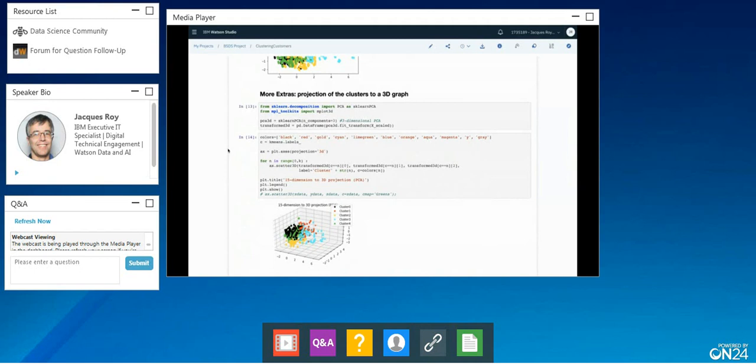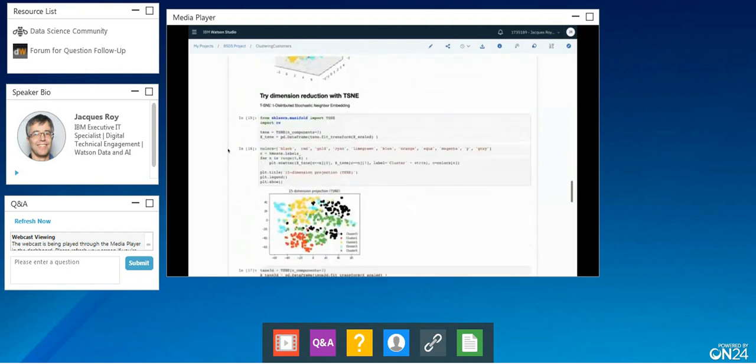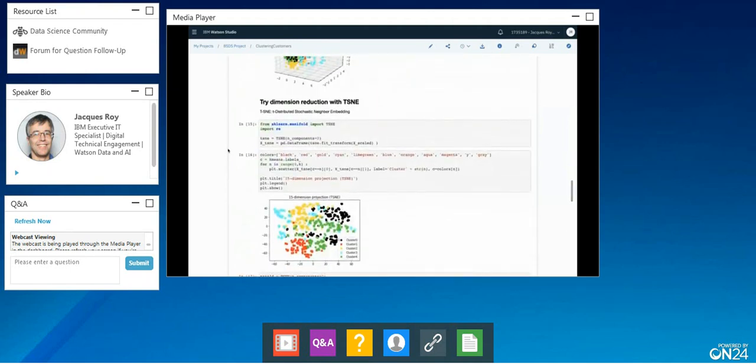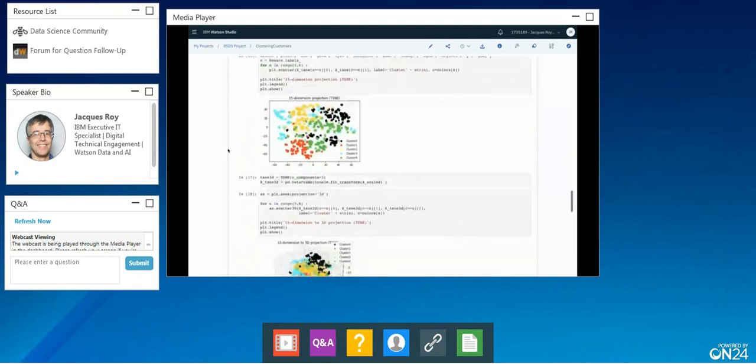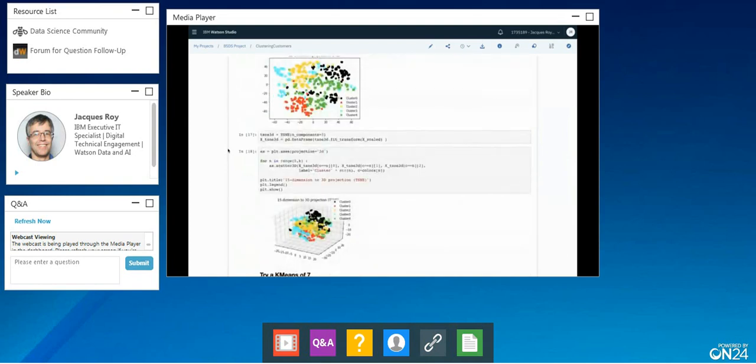There's another method that's available to reduce the number of dimensions, and it's called TSNE, for T-distributed stochastic neighbor embedding. That's a different approach, and you can see here that the way it represents the 2D representation of the cluster is quite different from what we saw up there, and the 3D dimension, same type of thing.